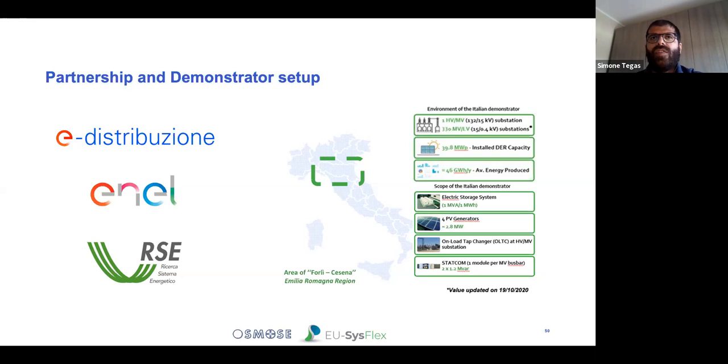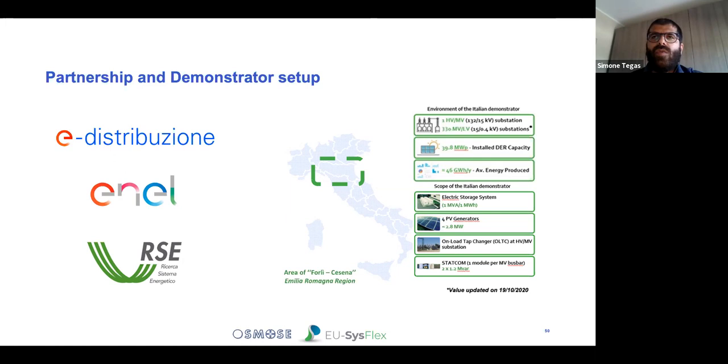We operate in the north of Italy, in the area of Forlì Cesena, which is a particular area of our grid, but we have the same situation also in many other parts of our country. This area is characterized by a strong penetration of renewable generation, mainly photovoltaic. At the same time, we see low consumption in comparison with the generated energy. So we can often see backfeeding phenomena from the medium voltage to the high voltage.